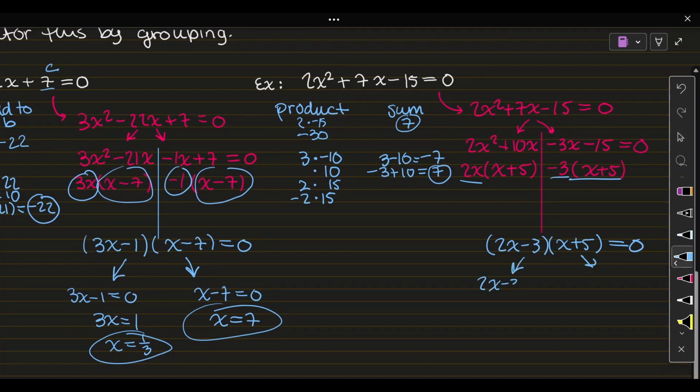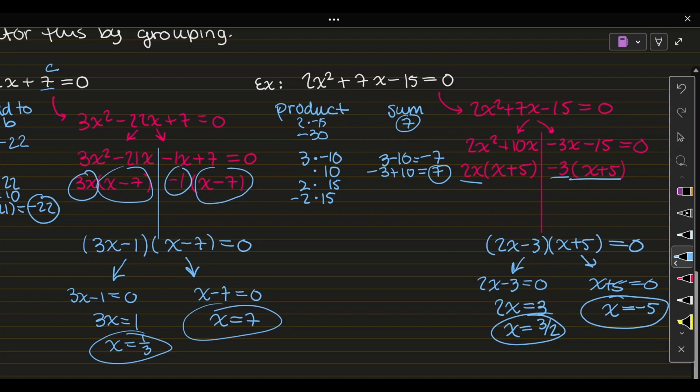And again, I can separately set these equal to 0. So I have 2x minus 3 equals 0 and x plus 5 equals 0. Adding 3 to both sides, I get that 2x equals 3. Dividing both sides by 2, I get that x is equal to 3/2. And then subtracting 5 from both sides here, I get x is equal to -5. So these are my two values that satisfy the original equation.